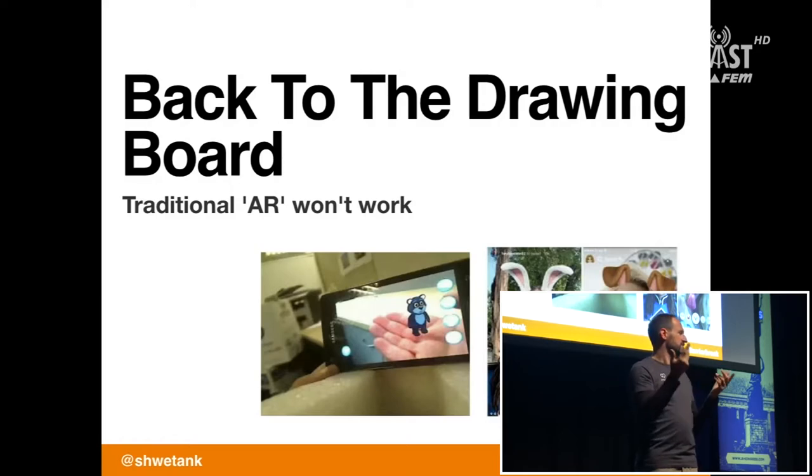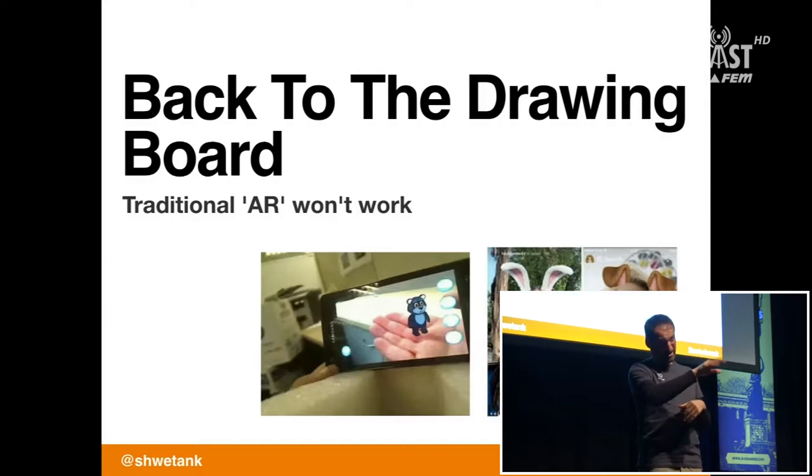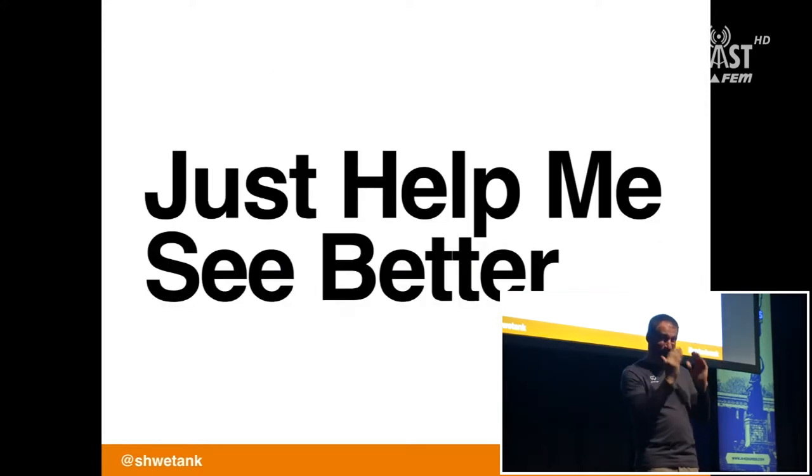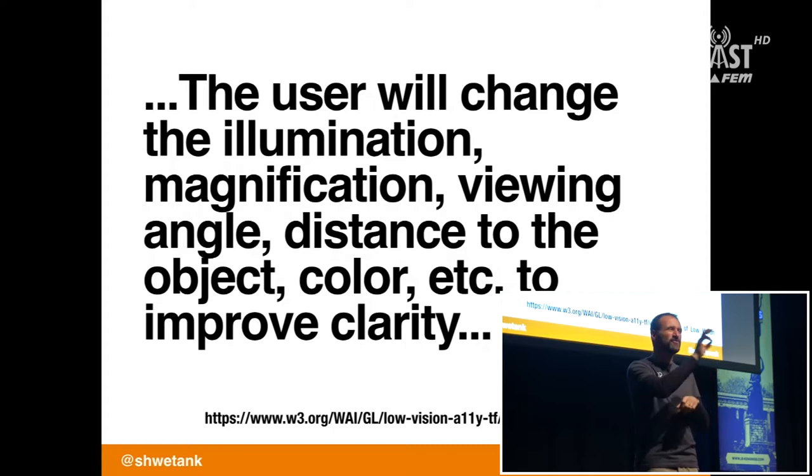But when I talked to people with actual low vision issues, they said, just let me see better and I'll do all the tracking myself. So in the end, I said, okay, let me see how I can actually make them see better. So how do you do this?